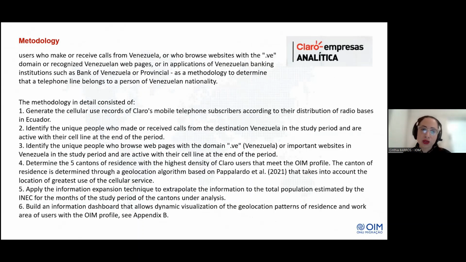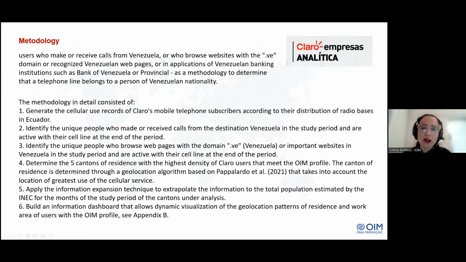First, they choose the profile. It's users who make and receive calls from Venezuela, or who browse websites with the domain of Venezuela or recognized Venezuelan web pages, or applications of Venezuelan bank institutions such as Bank of Venezuela or Provincial. This is a methodology to determine that the cell phone line belongs to a Venezuelan person.